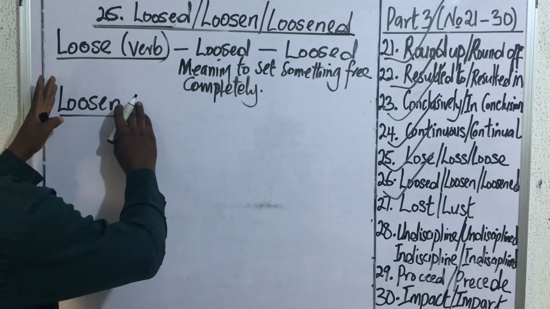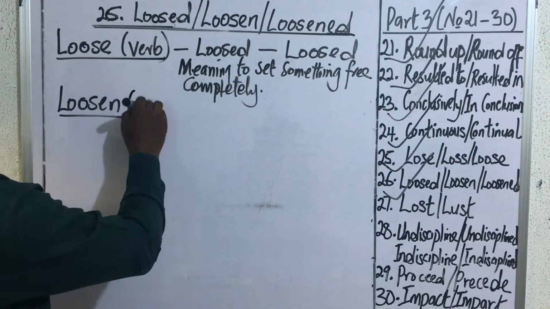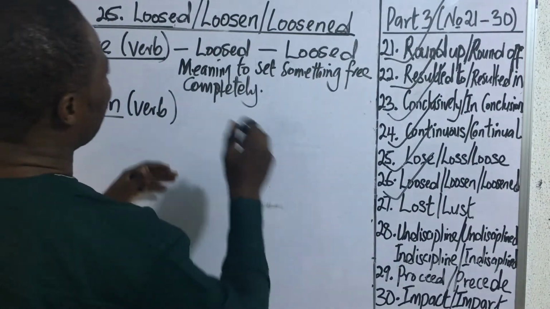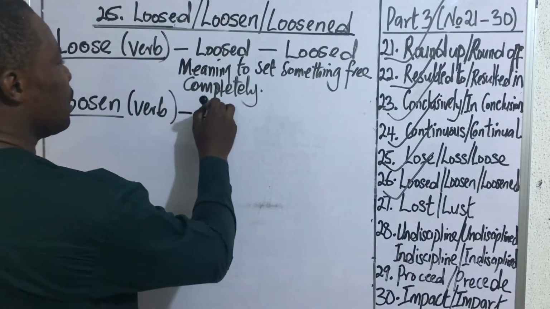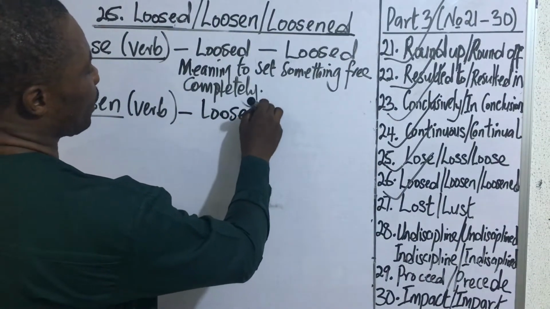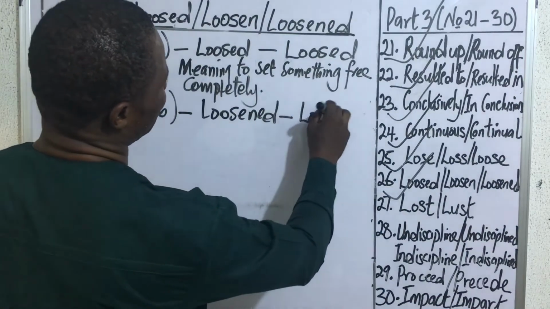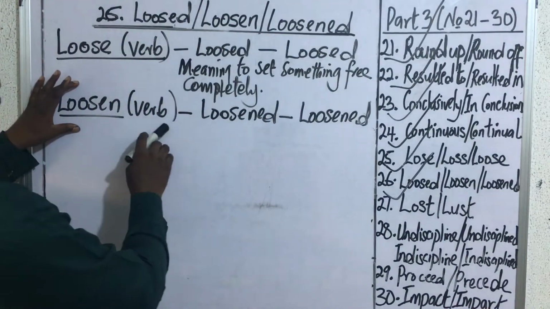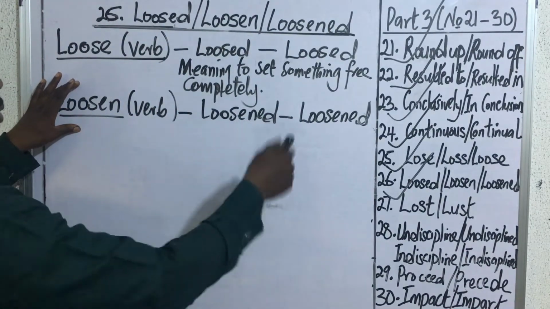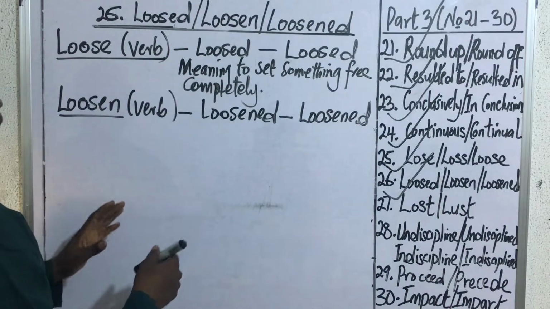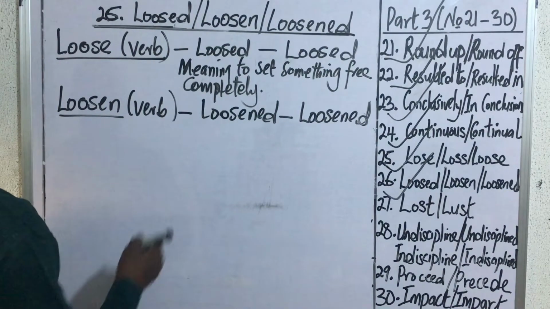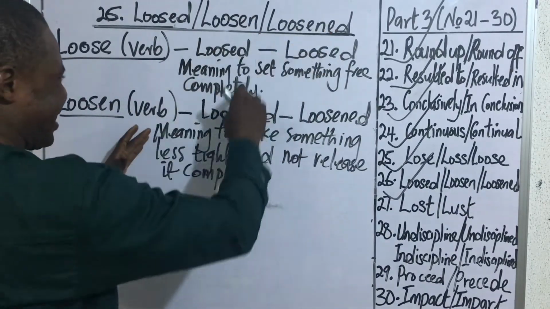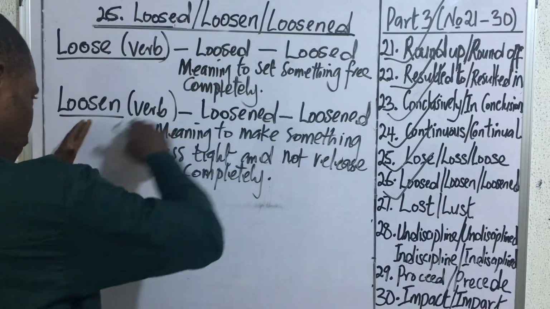Loosen is another word in its own class. It is a verb, and it has its past tense and past participle in loosened. That is past tense and past participle. This verb means to make something less tight and not set it free completely, or not release it completely. Loosen is the verb and loosened is the past tense or participle form of this word.